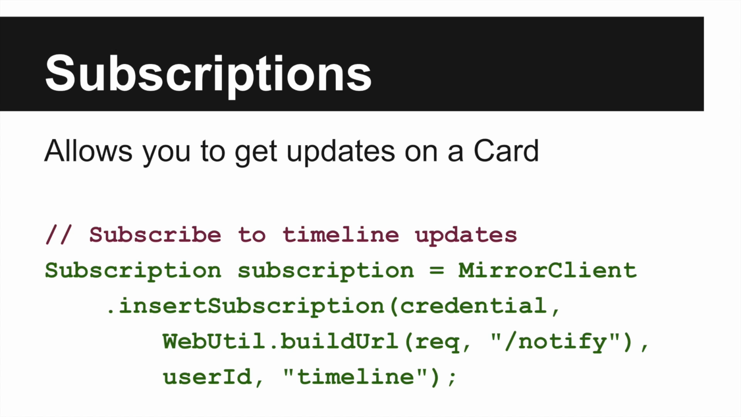Subscriptions. We talked a little bit about subscriptions in the context of location, but you can get subscriptions for other things as well. Here's a little bit of code on how to do that. You can get subscriptions on share, reply, delete, custom. For a custom menu that's been clicked, you can find out that the user clicked it. Location updates and voice commands.